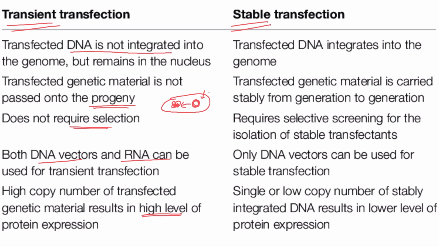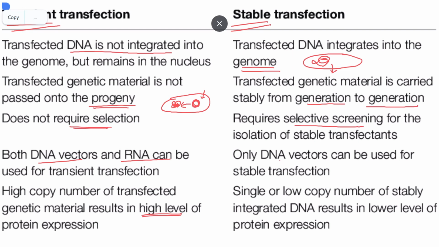And in stable transfection, the transfected DNA integrates into the genome. Maybe this is the DNA and it is getting integrated into the genome. So this integration ensures that the progeny daughter cells also receive the gene of interest or target gene. Okay, it is carried from one generation to the other.